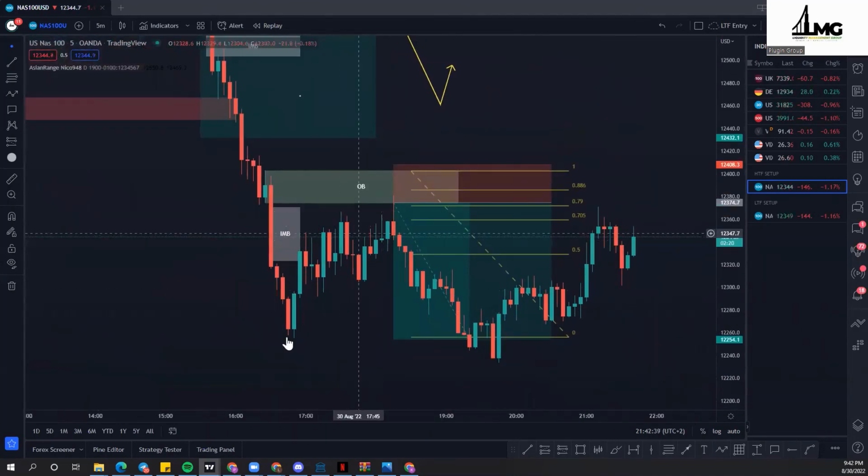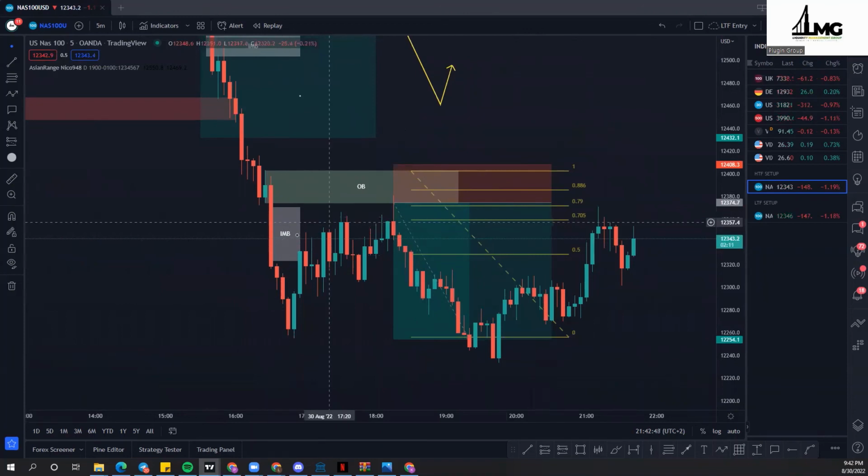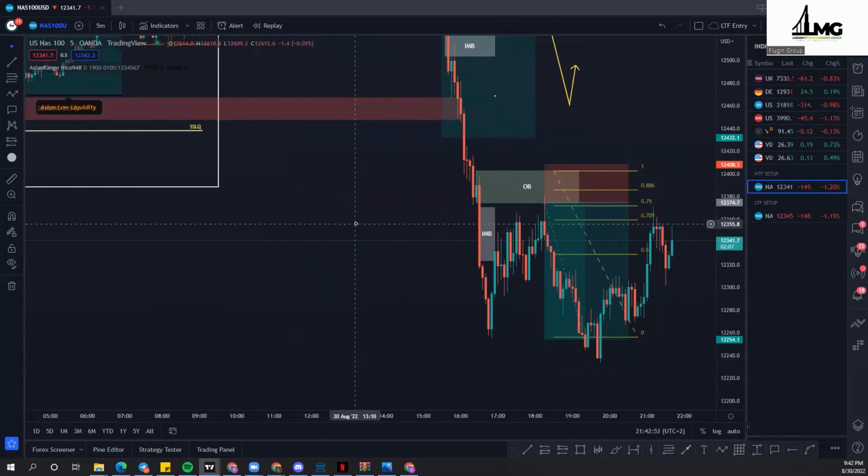Yeah, so this is a trade that I took. Price came back into this block, respected the block with the downside, taking out this liquidity. So this is the bias that I built on the last trade, right? So this is today's breakdown.